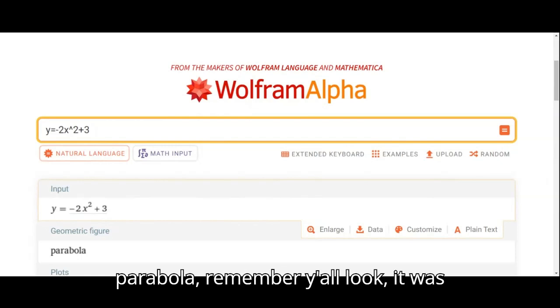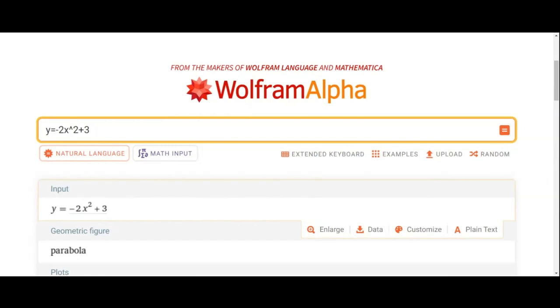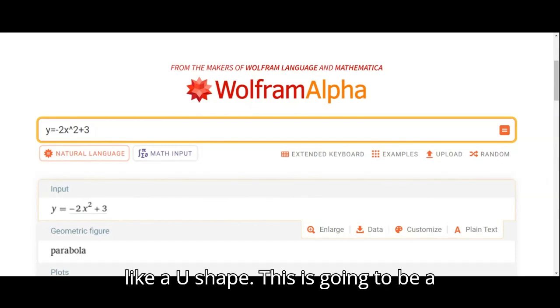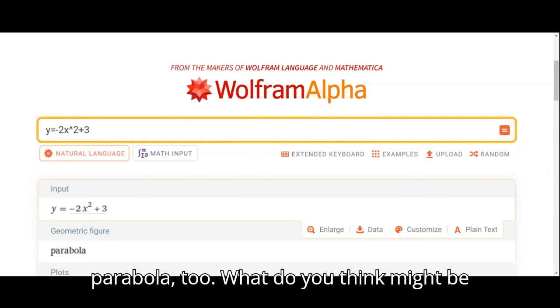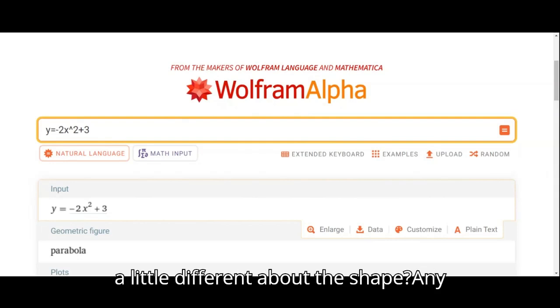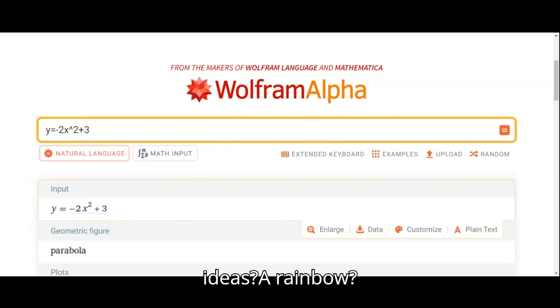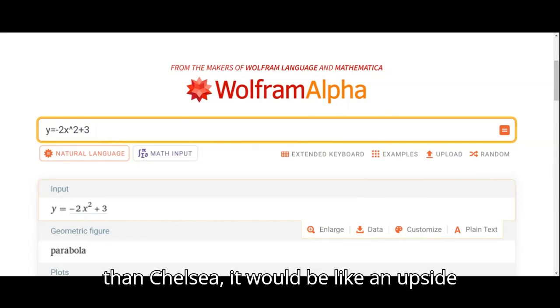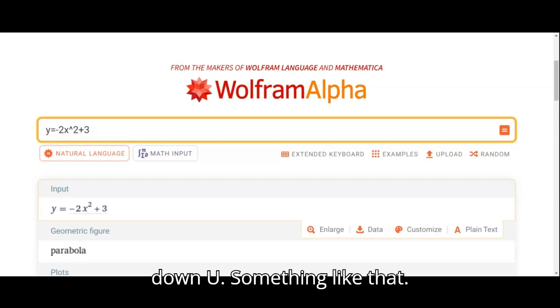Now that last parabola, remember y'all, look, it was like a U shape. This is going to be a parabola too. What do you think might be a little different about the shape? Any ideas? A rainbow. Instead of a U, it's a rainbow. Or if you're less imaginative than Chelsea, it'd be like an upside down U.